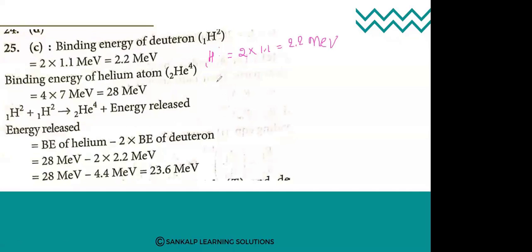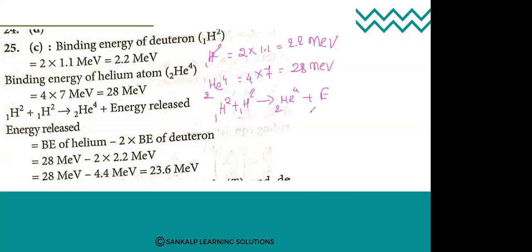This is for the hydrogen isotope. Similarly, for helium, you calculate. For helium, it is 4 into 7, so 7 fours are 28 mega electron volt. Further, what they are saying is that the two deuterons are combining to form a helium nucleus.